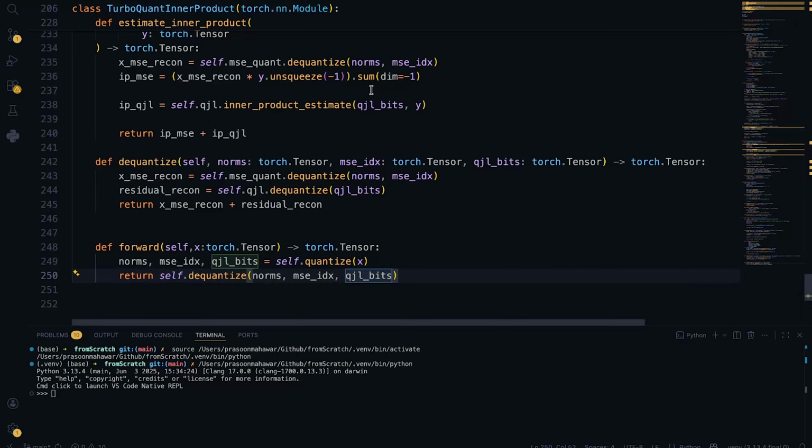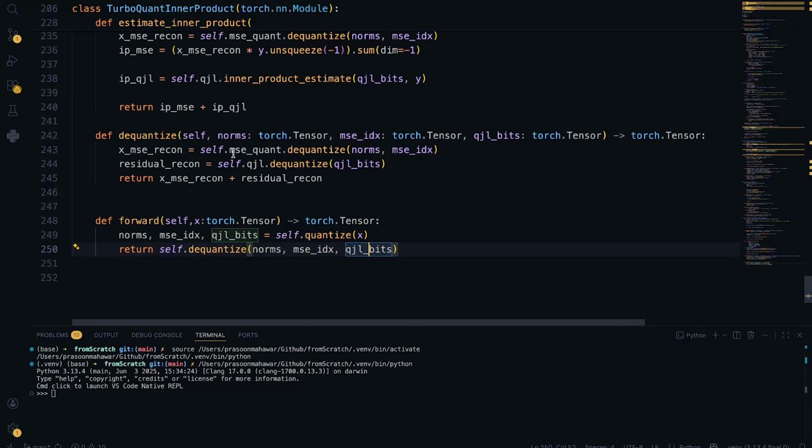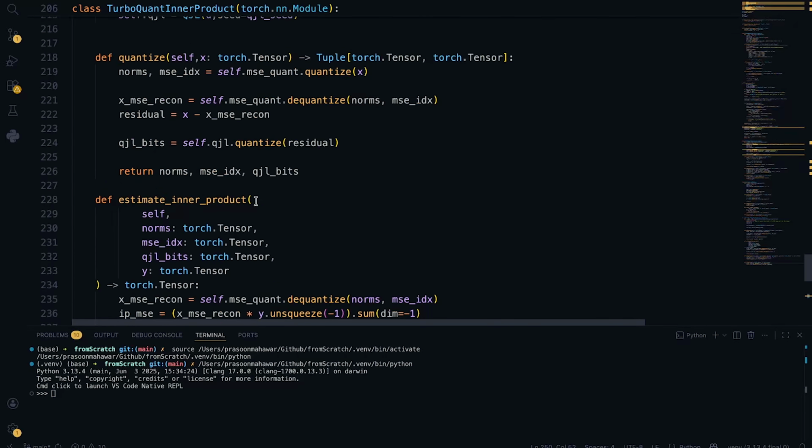So the residual is equal to x minus, where is that? Yeah, here. X minus x MSE recon, the key line. The MSE stage already reconstructed a good approximation. The residual captures what was lost in quantization. By construction, this residual has small L2 norm. That's exactly what the MSE stage minimized.